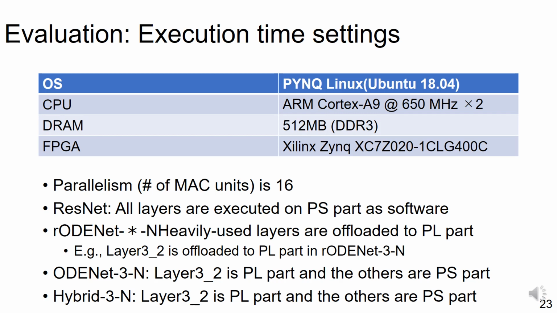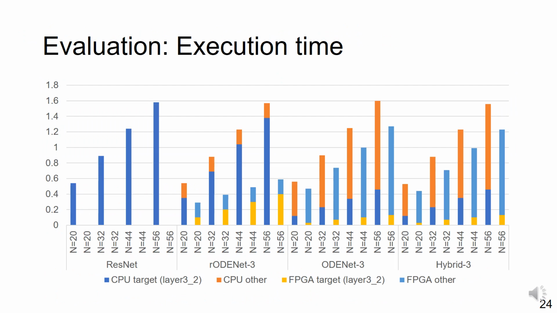This graph shows the execution time when LessNet, RODNet 3, ODNet 3, and Hybrid 3 are implemented in FPGA. A pair of bars is shown for each n. The left bar shows the execution time when using only the PS part, and the right bar shows the result when using both PS and PL parts. In this experiment, for all the architectures except for LessNet, layer 32 is the target layer offloaded to the PL part of the FPGA. Please note that in LessNet, the CPU target part is equal to the total execution time since everything is executed in the PS part.